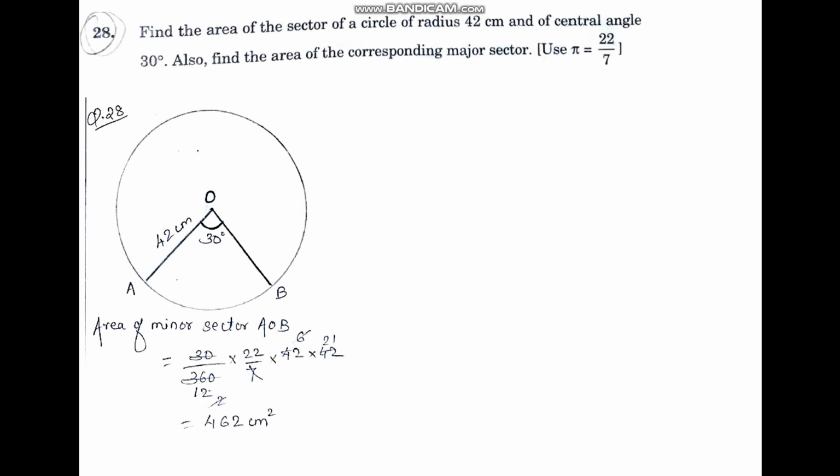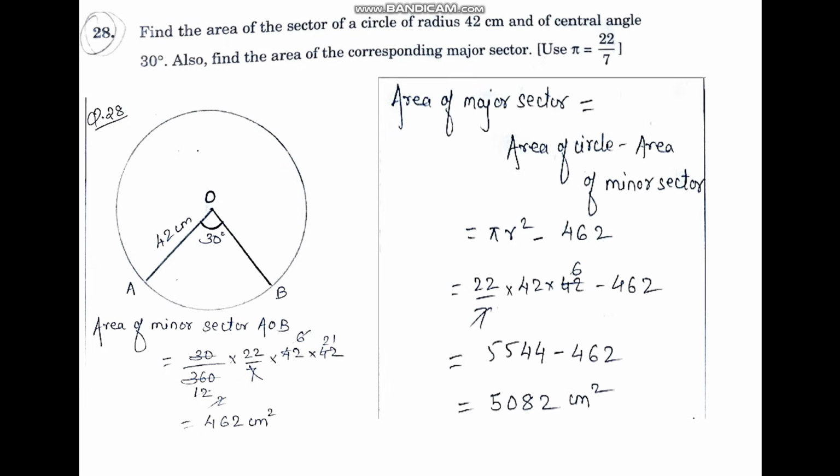Question 28. Find the area of the sector of a circle of radius 42 centimeter. Here you can see that we have the area of sector AOB, that is the area of the minor sector. The formula is theta by 360 into pi r square. After substituting the values, we get the answer as 462 centimeter square. Now it is also asking you to find the area of the major sector. We can subtract the area of the minor sector from the area of the circle. So the area of the circle is pi r square, and on subtracting we get the answer as 5082 centimeter square.